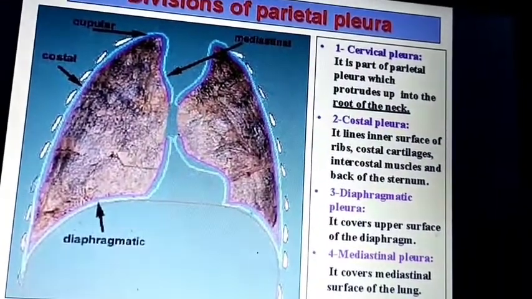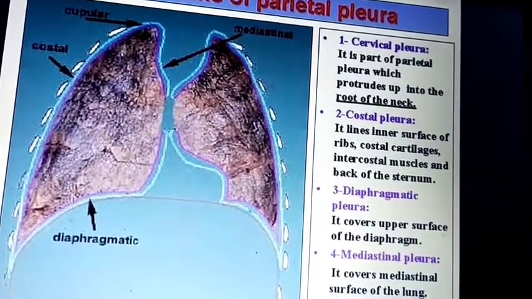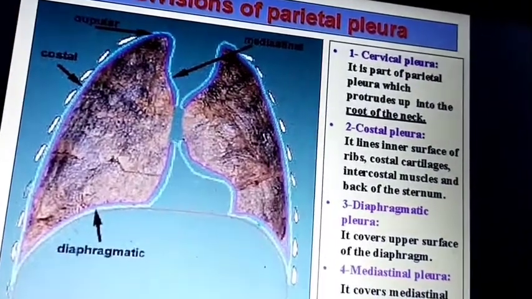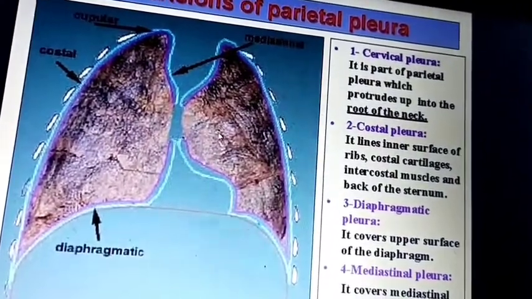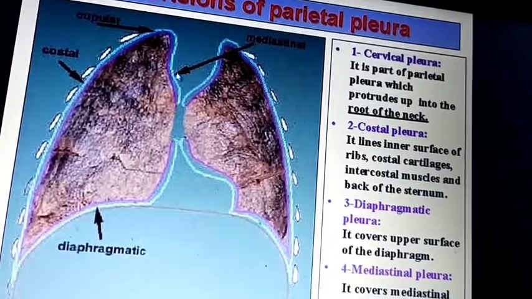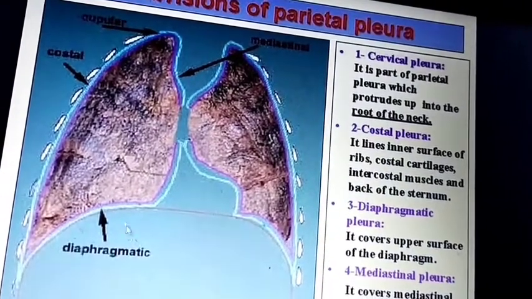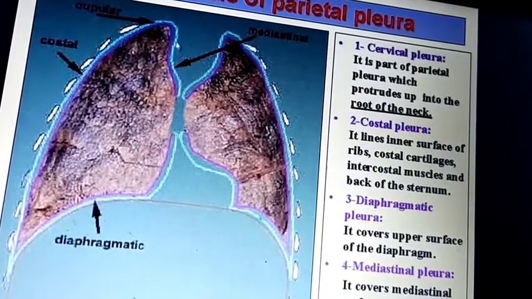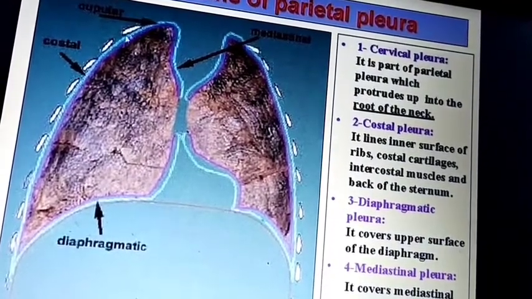Okay, now the division of the parietal pleura. Parietal pleura is mainly divided into costal pleura, scapular or cervical pleura, mediastinal pleura and diaphragmatic pleura. Okay, first we can go for the cervical pleura. Cervical pleura is present at the apex of the lung.